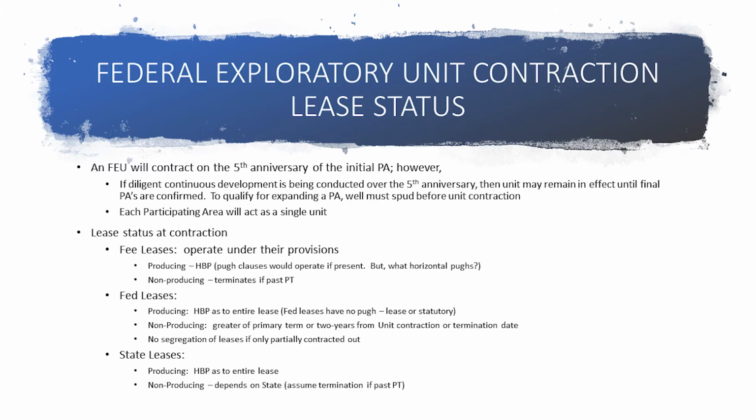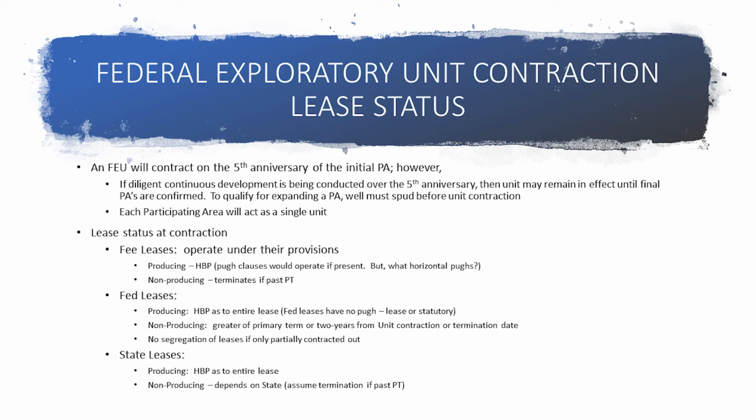Fee leases would operate under their own provisions if they're producing, their HBP. If they're non-producing, they terminate when the federal unit terminates, assuming they're past their primary term. We'll talk about pew clauses here in a second. Federal leases producing HBP, non-producing, when the unit terminates, you get the greater of the primary term or 2 years. So you're essentially guaranteed 2 years on federal units at contraction, but that goes back to the termination date established by the BLM. And there's no segregation of federal leases if they're partially contracted out of a unit.